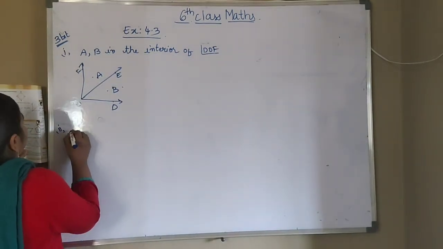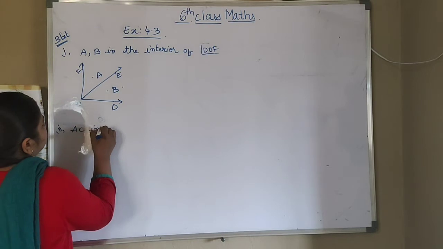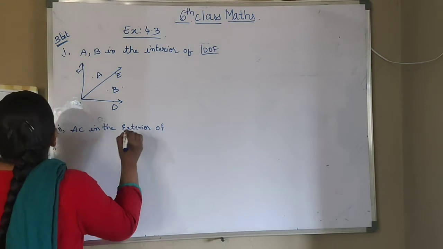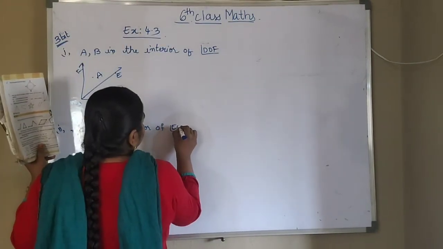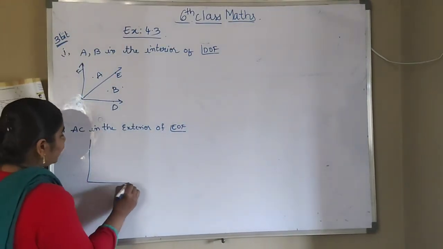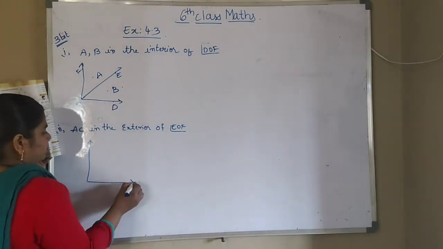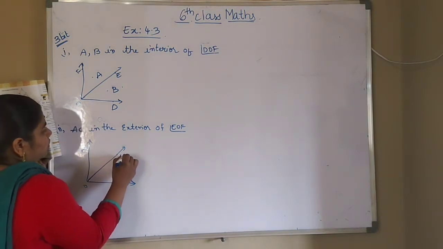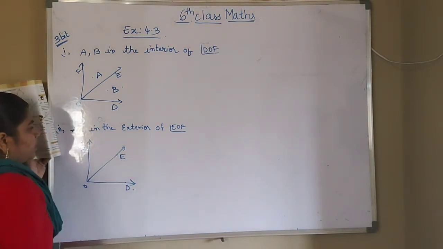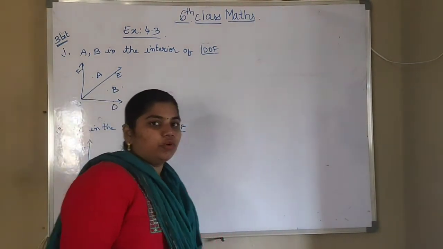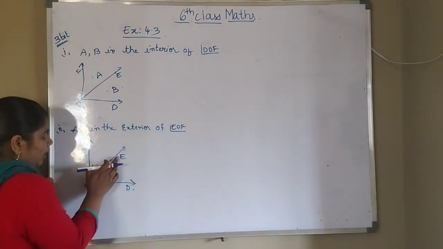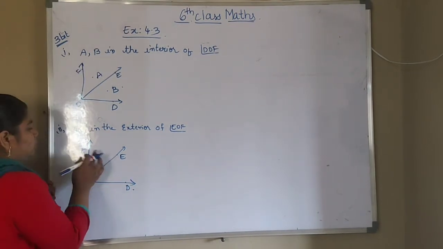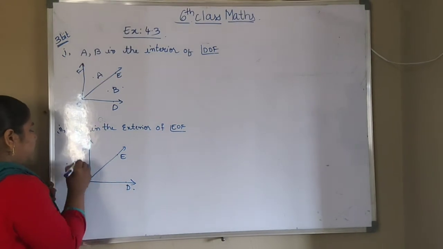What is the second one? AC in the exterior of angle EOF. So now AC should lie in the exterior of EOF. Where is EOF? We will see this, F, E, D. So AC in the exterior of EOF. What is the EOF angle? Outside this part we have to mark. So that will be here, A, C.